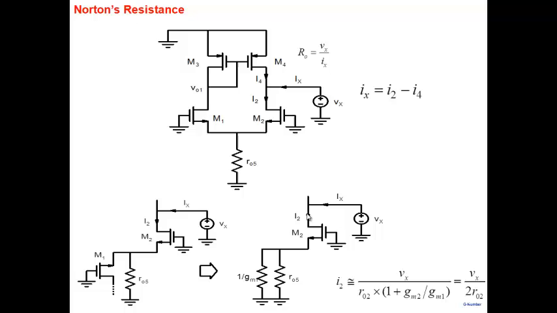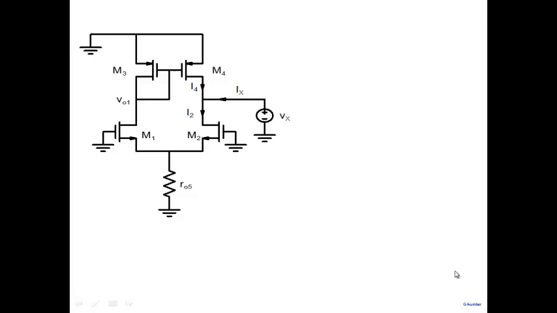When you look at it from the drain side, the resistor is R02 times (1 plus GM2 multiplied by the net resistance in the source, which is 1 over GM1). And so the current I2 is Vx by 2R02. Now, interestingly, this current I2 that we just calculated starts from here, goes here, comes here, and then eventually to the ground.